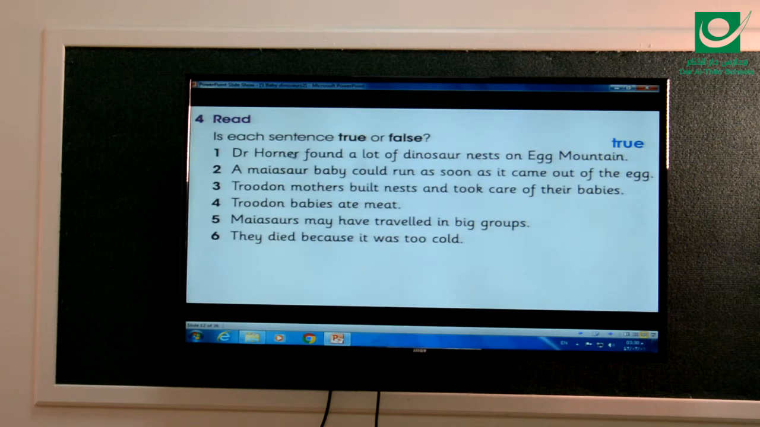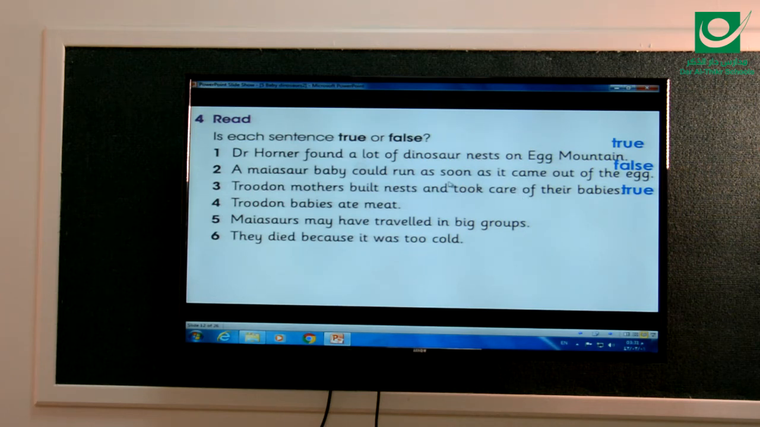Number 2, a Maiasaur baby could run as soon as it came out of the egg. True or false? Yeah, it's false. So number 2 is false. Number 3, Troodon mothers built nests and took care of their babies. True or false? Yeah, the answer is true. So number 3 is true.